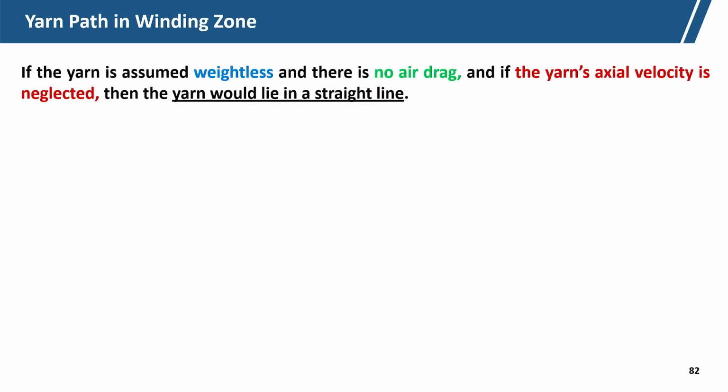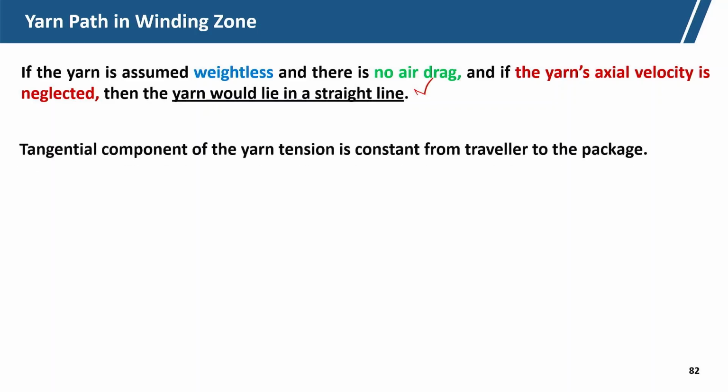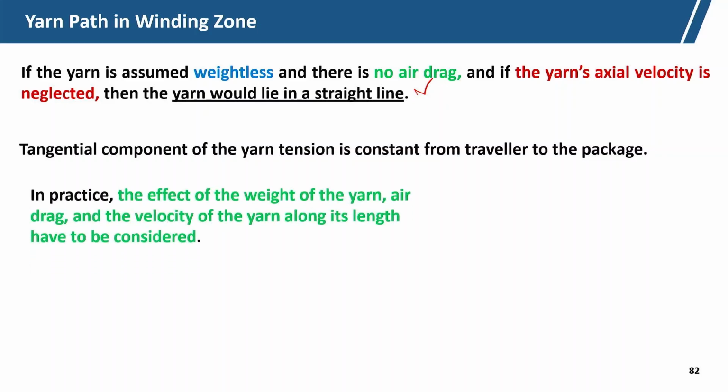If the ion is assumed to be weightless, no air drag is there, and if the ion axial velocity is neglected, then the ion would be a straight line. So, the tangential component of the ion tension is constant from the traveler to the package. In practice, the effect of the weight of the ion, air drag and the velocity of the ion along the length have to be considered.